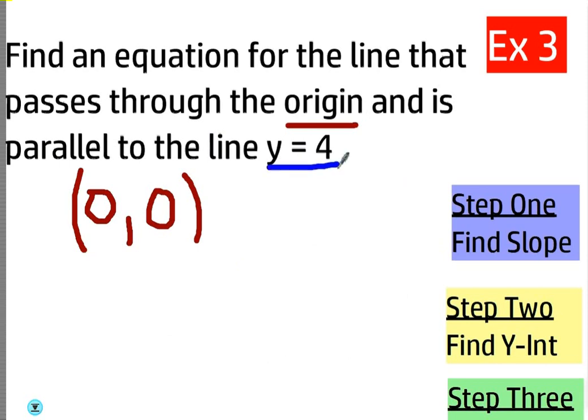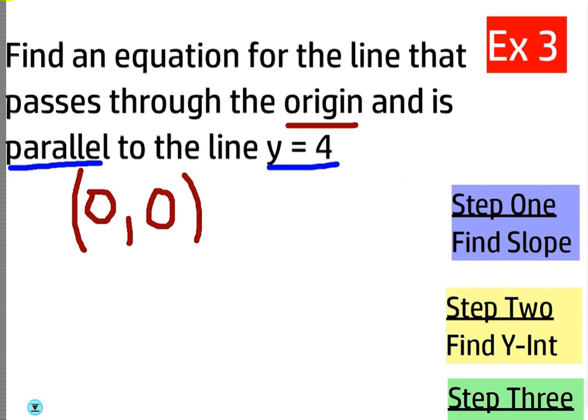Parallel to the line y equals 4. Okay, well, what is the slope of the line y equals 4? A lot of you know this. What's the slope of it? Zero. It's 0.